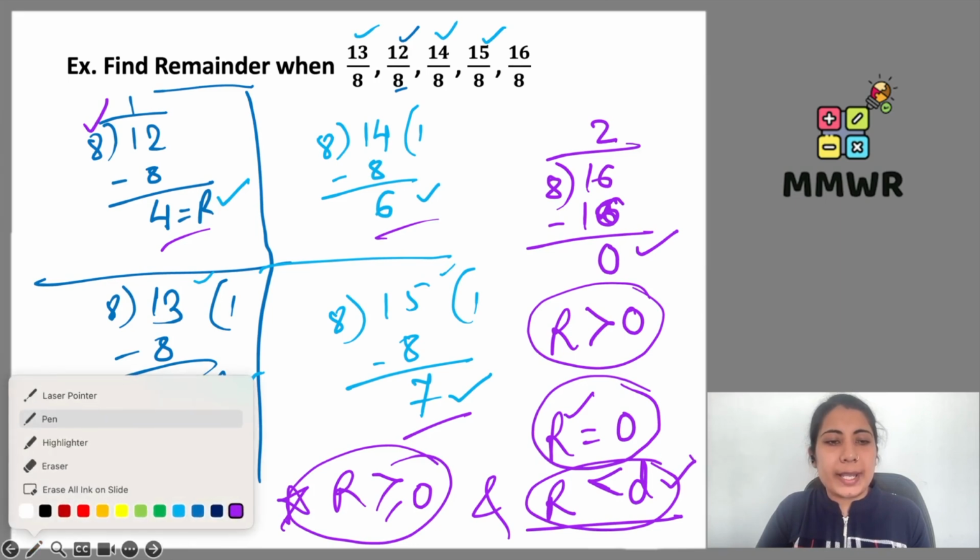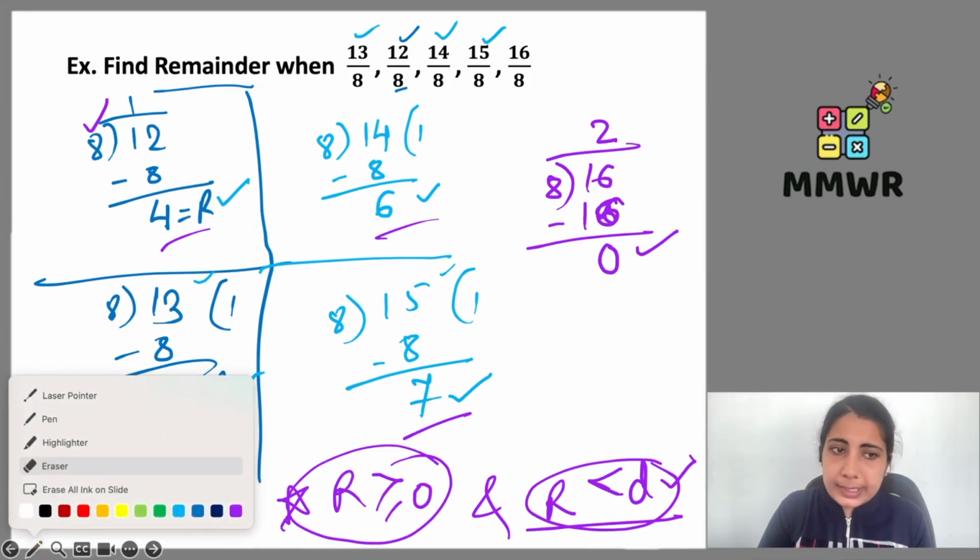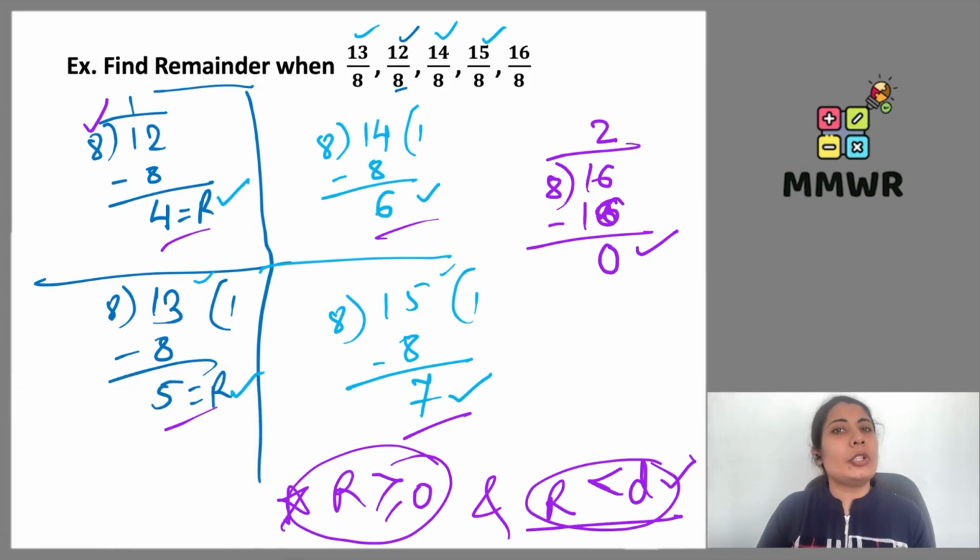Whenever you divide any number, you never get a remainder that is equal to the divisor or greater than the divisor. No. It will always be lesser than the divisor and greater than or equal to 0, because it can't be negative. Remainder can of course be 0 if it is completely divisible.